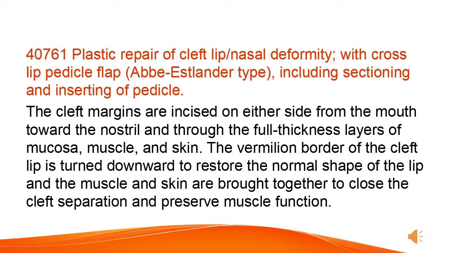The vermilion border of the cleft lip is turned downward to restore the normal shape of the lip, and the muscle and skin are brought together to close the cleft separation and preserve muscle function.